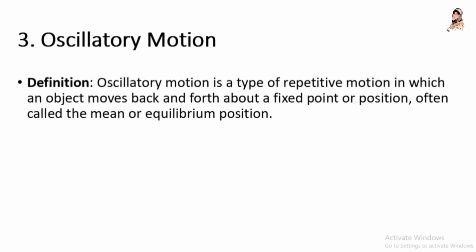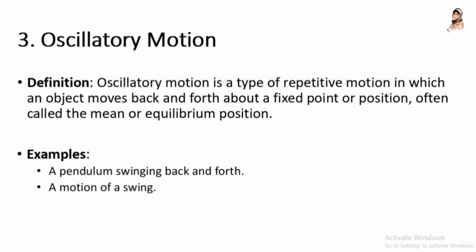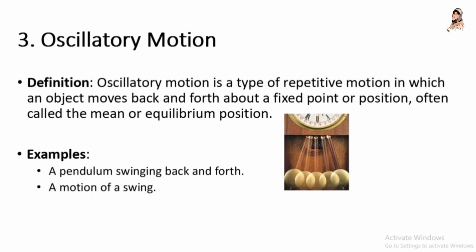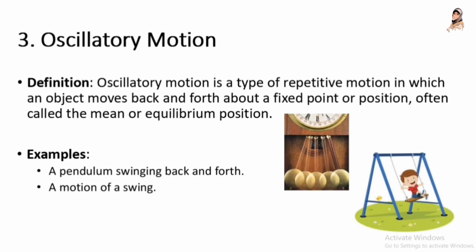The third type of the motion is oscillatory motion. Oscillatory motion is a type of repetitive motion in which an object moves back and forth about a fixed point or position, often called the mean or equilibrium position. For example, a pendulum swinging back and forth, and the motion of a swing is the example of oscillatory motion.